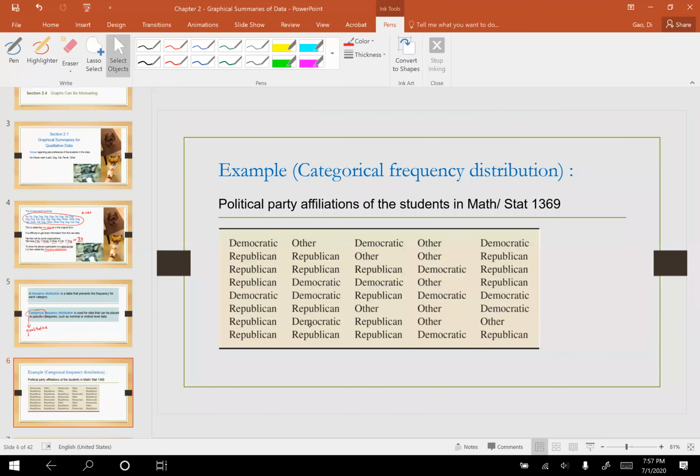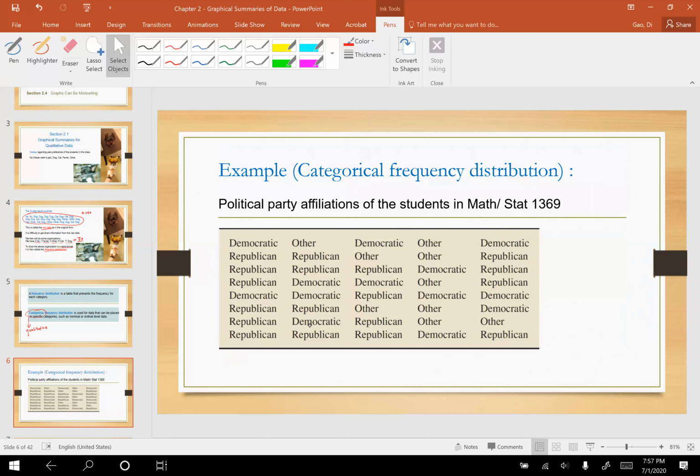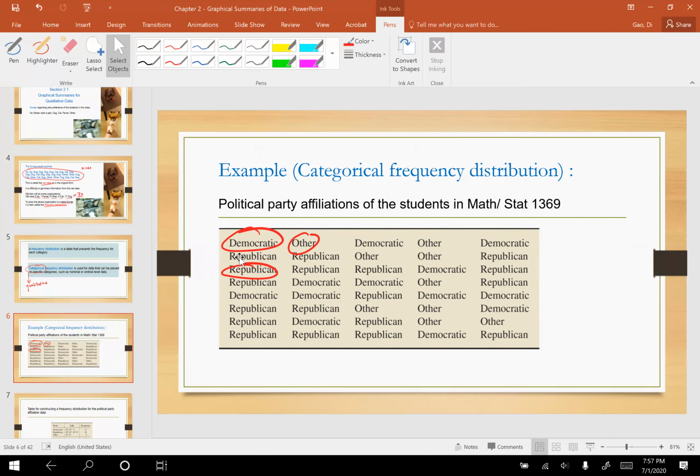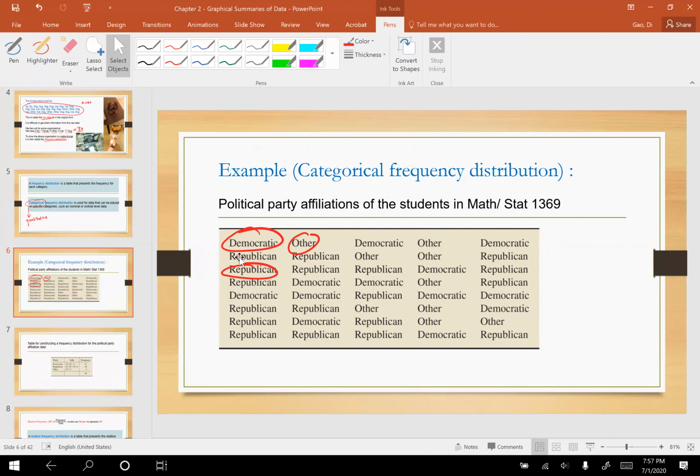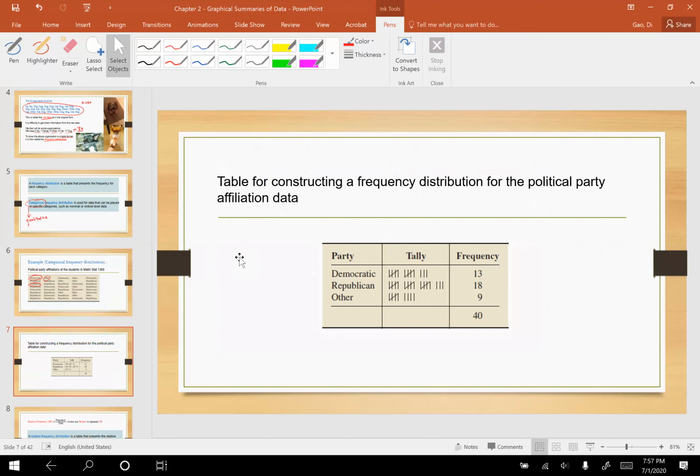We're first going to look at an example for a categorical frequency distribution, or qualitative frequency distribution. This is an example of political party affiliations of students from one class. As we can see, we have a couple of categories here: Democratic, Republican, and other. So pretty much three categories. Then, based on what we learned, if we finish the counting and put it in a table format, we generate a frequency distribution.